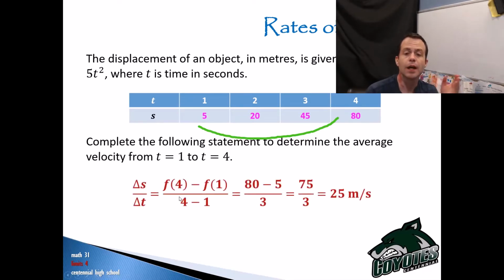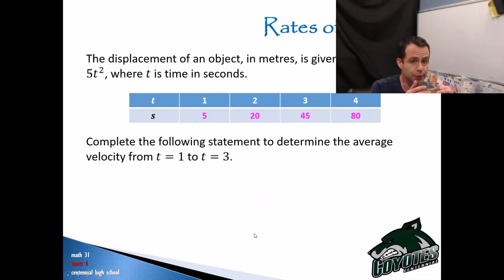Okay, so I said delta S over delta T, remember I want to phrase this from a calculus perspective, would be f of 4 minus f of 1, so that's y2 minus y1, divided by 4 minus 1, which is x2 minus x1. Okay, so that's 80 minus 5, which is 75, and over 4 minus 1, which is 3. So I get 25 meters per second. Okay? All right, now you try going from 1 to 3 instead of 1 to 4.